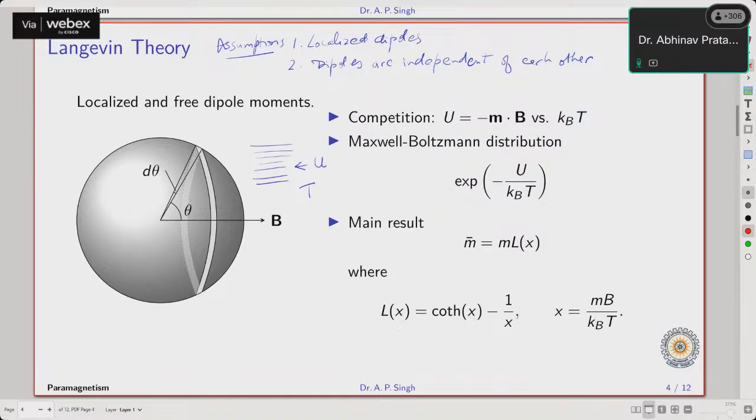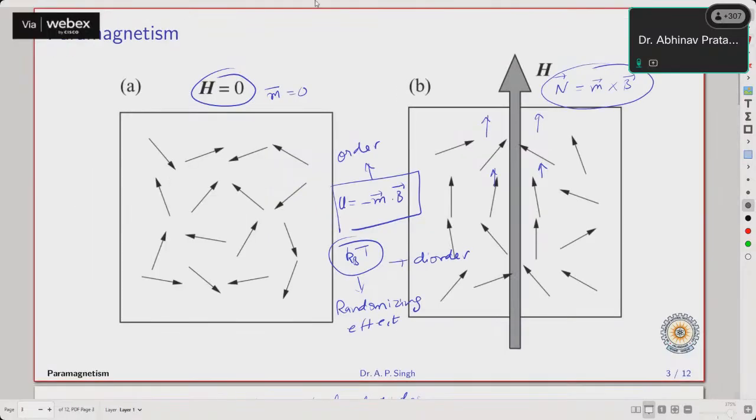So let us say that you have several dipoles inside your system, just as it was shown over here, that you have several of these dipoles over here.